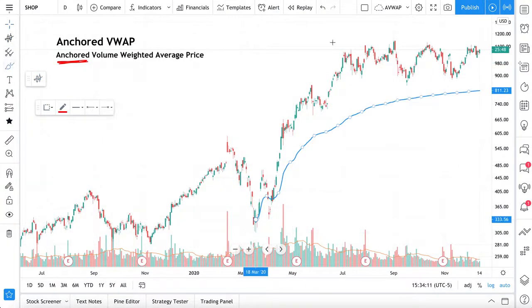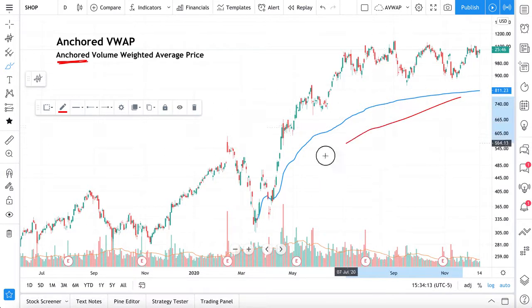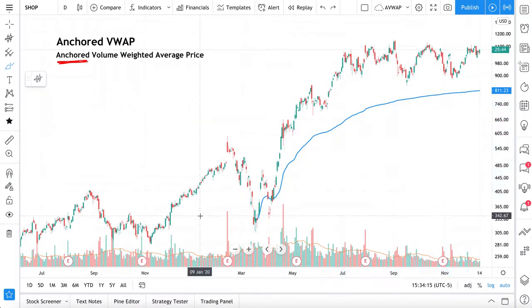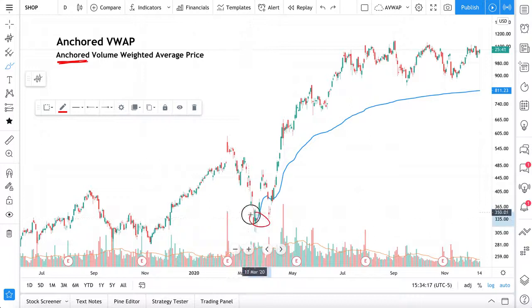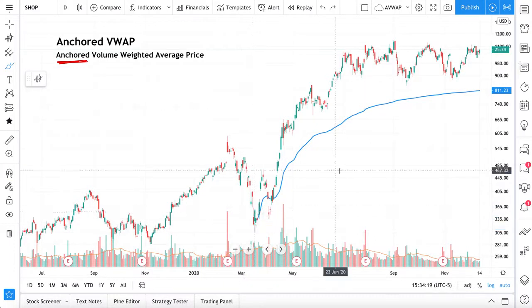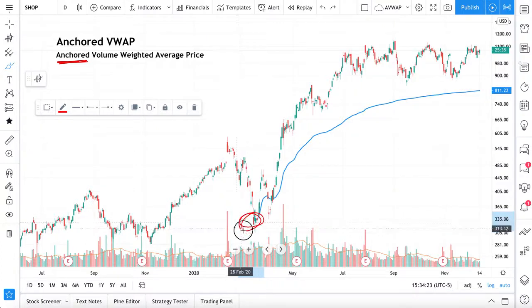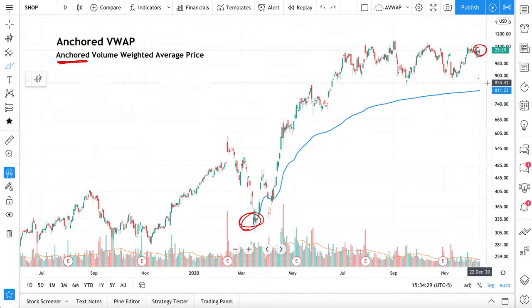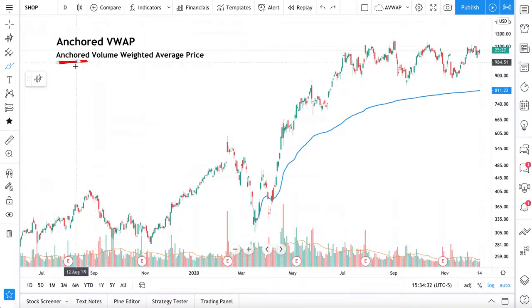And now what's happening is this line here is calculating after being anchored to this starting point. What you're getting is an anchored volume weighted average price that starts from here and of course ends right here at its most recent point. So this is also going to be your ending point. And that's what anchored means.